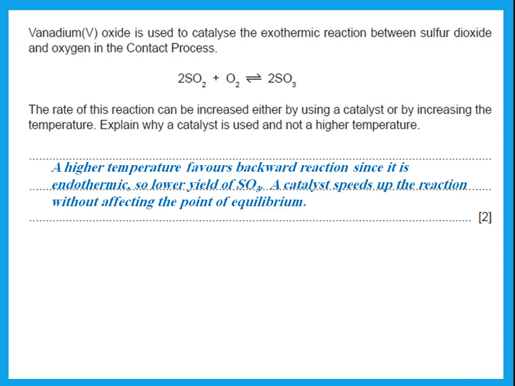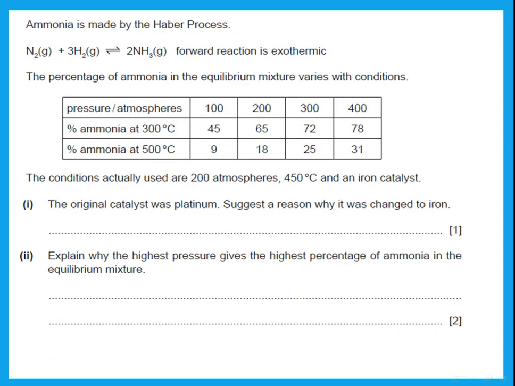So a higher temperature favors backward reaction, since the backward reaction is the endothermic one, so it would lead to lower yield of sulfur trioxide. We use a catalyst to speed up the reaction without affecting the point of equilibrium, so that will speed up the reaction without forcing it to go backward, for example.